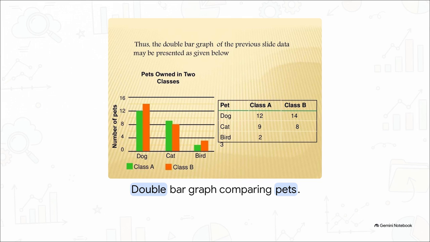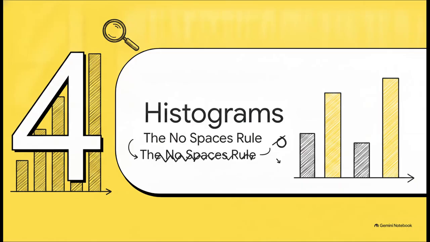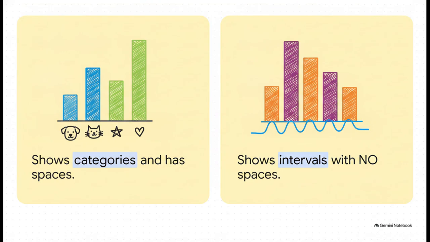Bar graphs use distinct categories, like dog, cat, or bird, to make these immediate, striking comparisons. Next up, section 4, measuring intervals with histograms, the no spaces rule. Now, the absolutely crucial point here is understanding the difference between separate categories and continuous intervals. A standard bar graph uses completely separate categories, right? Like a dog or a cat. Because a dog is entirely different from a cat, there are spaces between the bars to show that physical separation.